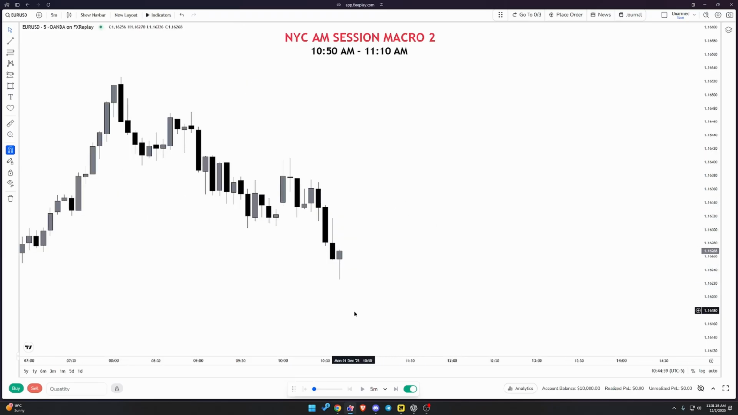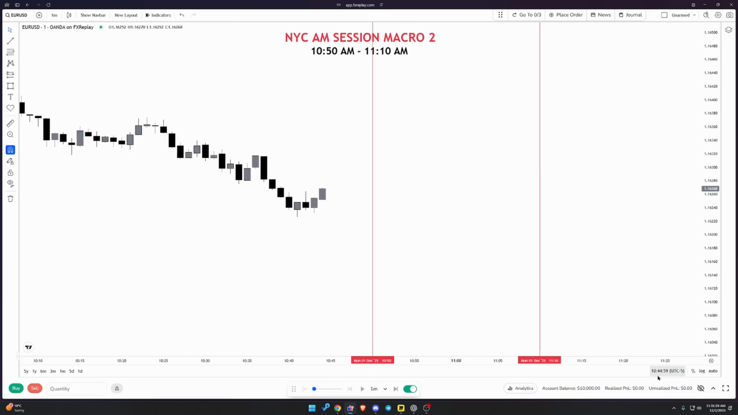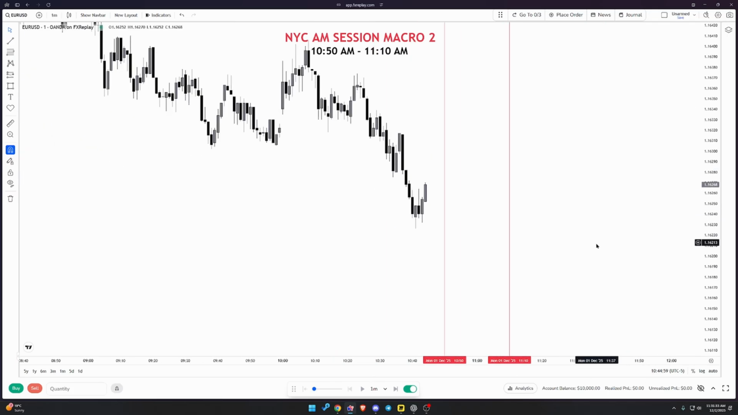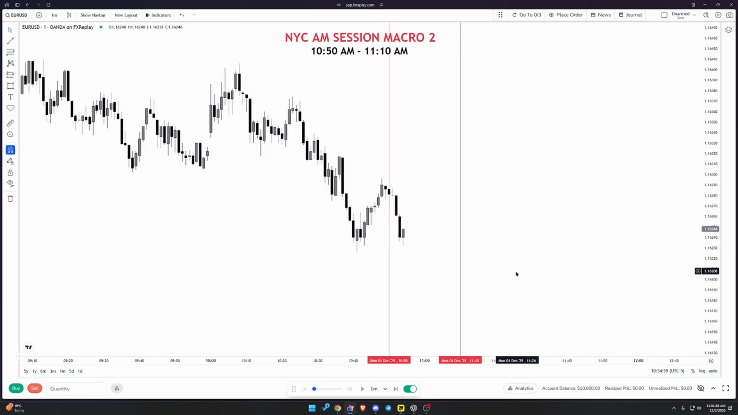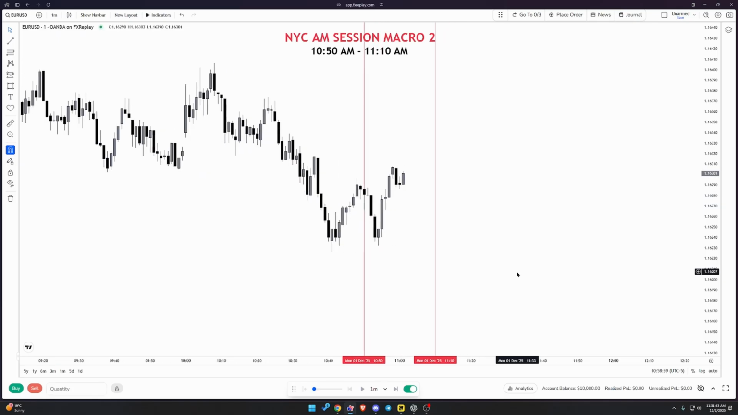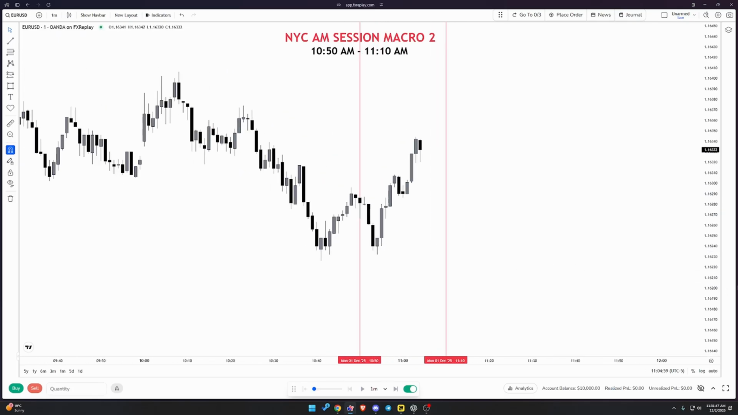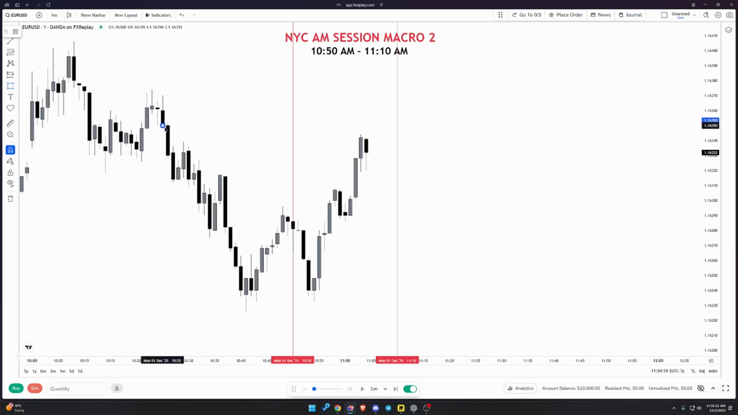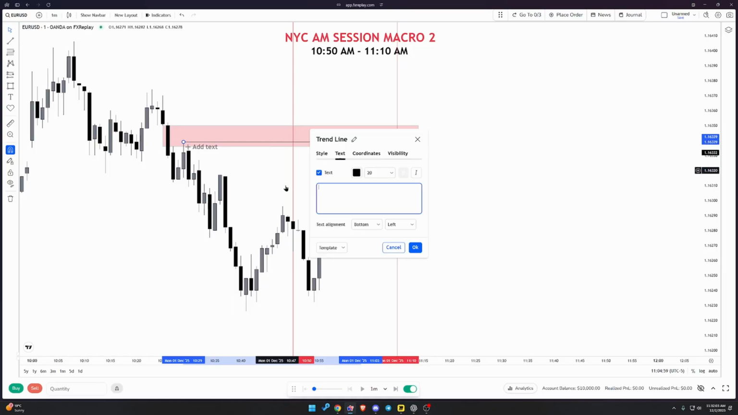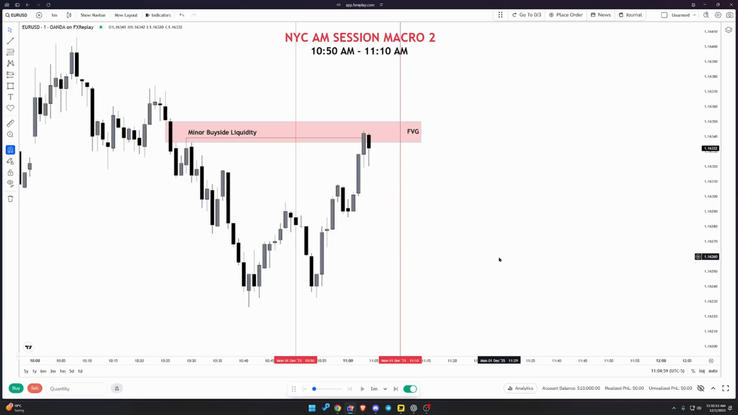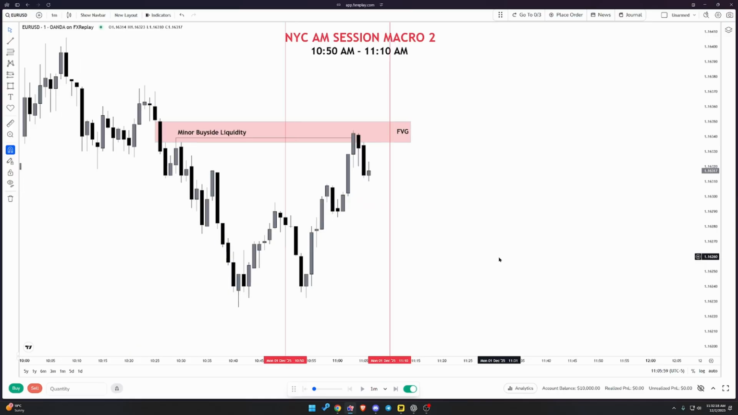First, we will mark out our New York AM session macro 2 time. You can check the time at the bottom of the charts. You can also verify the time zone. So we will wait until we can see some logic behind what price is doing. Now we can see that the price has rebalanced a bearish fair value gap. It has also swept a minor buy-side liquidity inside the macro time. Now we only need the confirmations.